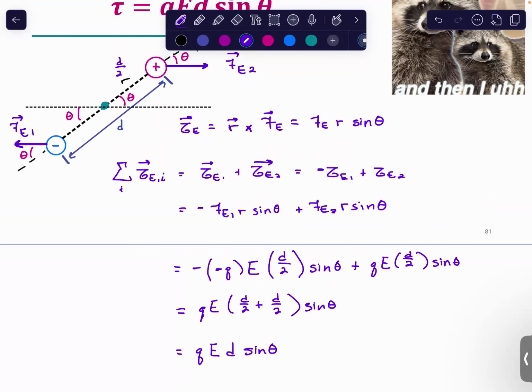Well, it's just a negative or positive charge. It's been a long week.